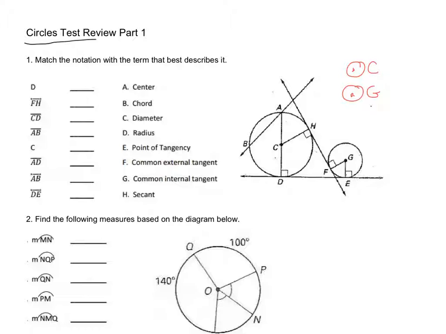So if I want to look for the centers, there are basically two centers. There's center C here for this circle, and center G here for this circle. But since there's no G on our list, C must be our center, so this is our center.